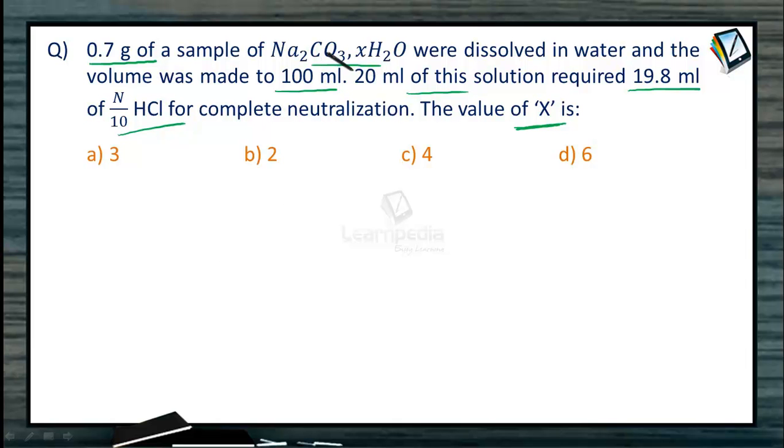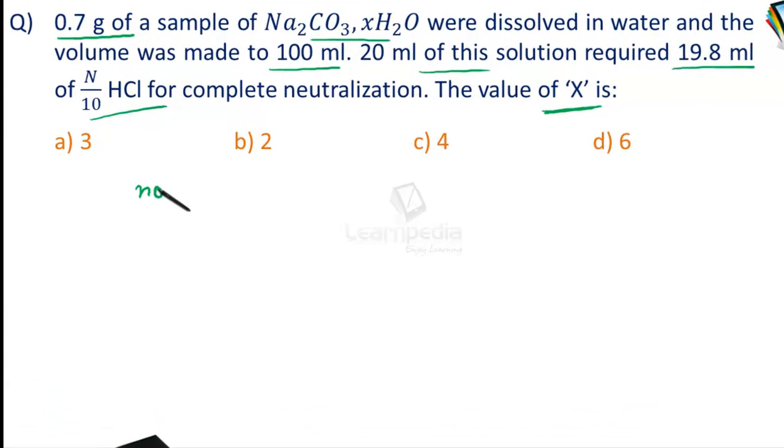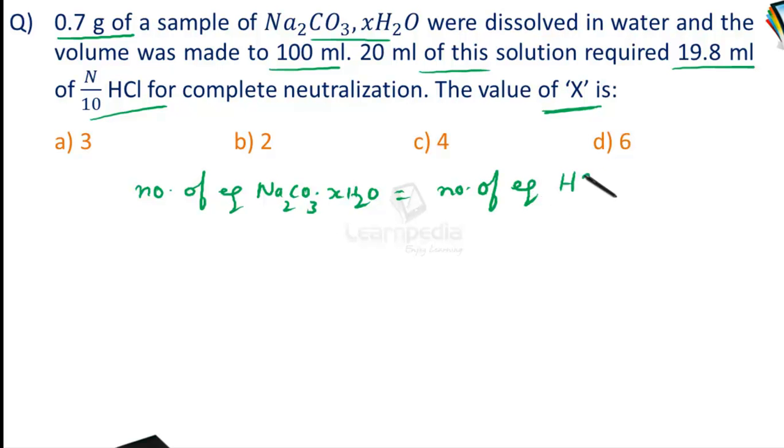Now, as this is a neutralization reaction, one is hydrated sodium carbonate and the other one hydrochloric acid. So definitely the number of equivalents of this hydrated sodium carbonate solution should be equal to the number of equivalents of hydrochloric acid, isn't it? Means the normality into volume of hydrated sodium carbonate solution is equal to normality into volume of hydrochloric acid solution, or I can write it as N1V1 is equal to N2V2, a very famous formula.